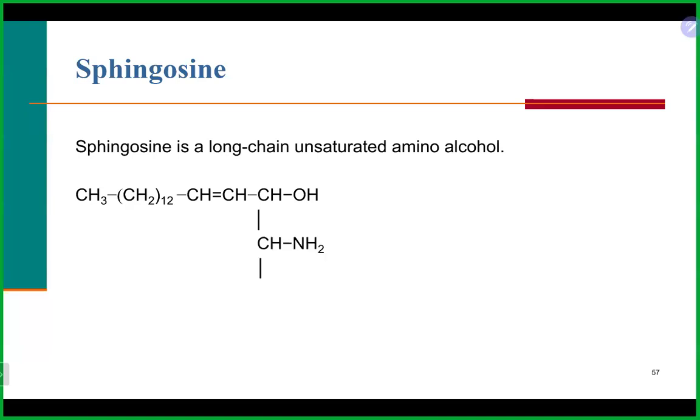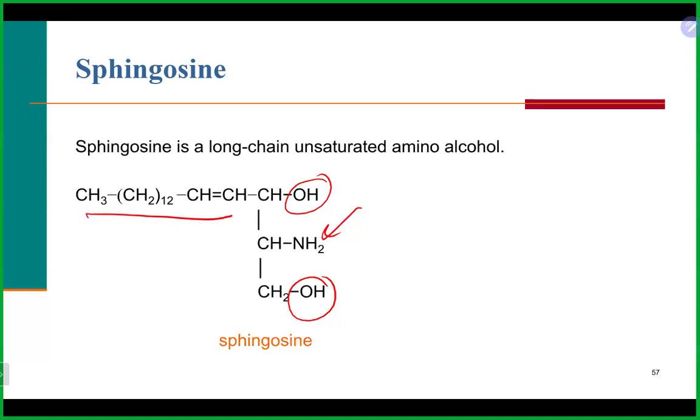Sphingosine is a long chain unsaturated amino alcohol. So it has very similar characteristics, if you will, to glycerol. It's got the three carbons, it's got a couple of OHs, but it does have an amine group there in the middle. And obviously a longer carbon chain up on top rather than just the three carbons that we see in glycerol. So it's similar, but a little bit different than what we see with glycerol, because it has a lot more carbons attached to it.